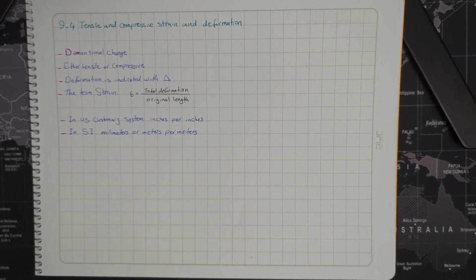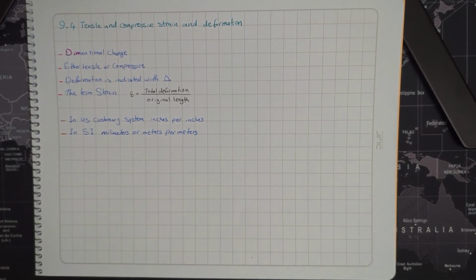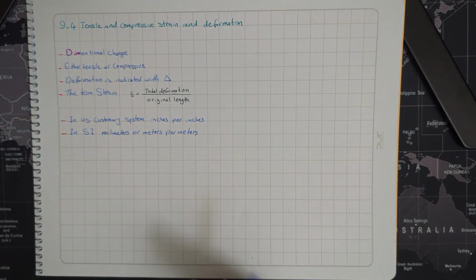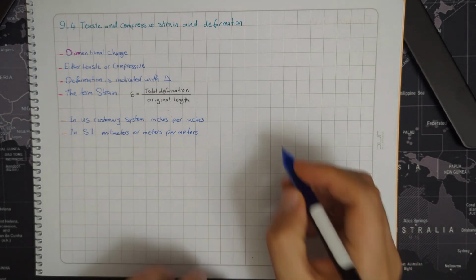Okay, now we want to talk about tensile and compressive strain and deformation. Deformation is basically dimensional change. And if dimensional change happens in the material, we call it deformation. Deformation could be either tensile or compressive change.